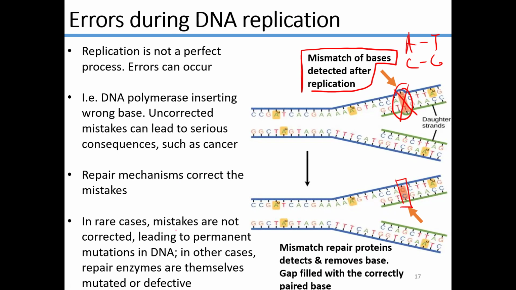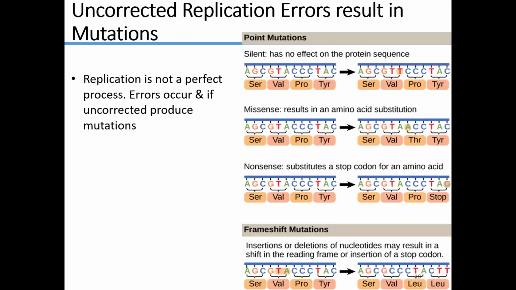In rare cases, mistakes are not corrected, leading to permanent mutations in the DNA. In other cases, repair enzymes are themselves mutated or defective. So there are going to be cases where these repair enzymes will not be able to fix this, and we do have a mutation, which can alter the DNA permanently. Let's take a look at some of those uncorrected replication errors, which result in mutations. Replication is not a perfect process. Errors do occur, and if uncorrected, can produce mutations.